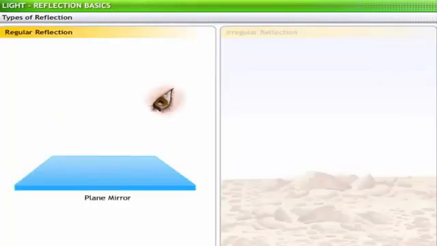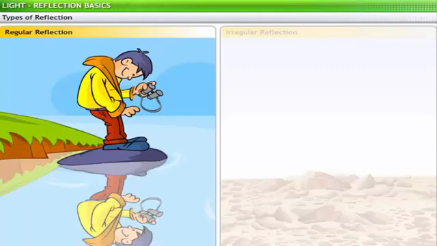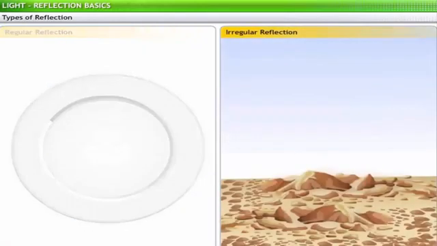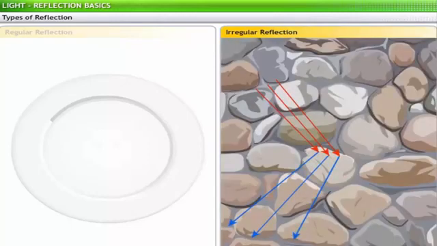Regular reflection is caused by a smooth surface where all the light incident on the surface is reflected in a definite direction. Regular reflection is caused by plane mirrors, still water, and other smooth surfaces. Irregular reflection, also known as diffused reflection, is caused by irregular surface of the objects. The irregularity in the surface makes the incident light bounce back in different directions. Wood, wall, and other such irregular surfaces cause irregular reflection.